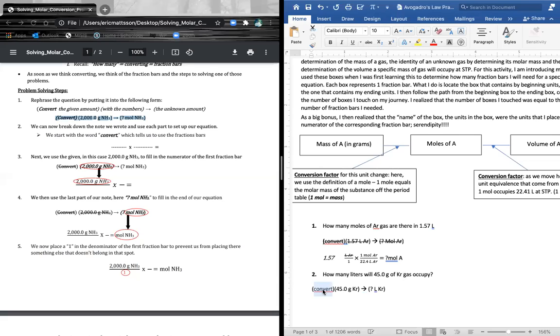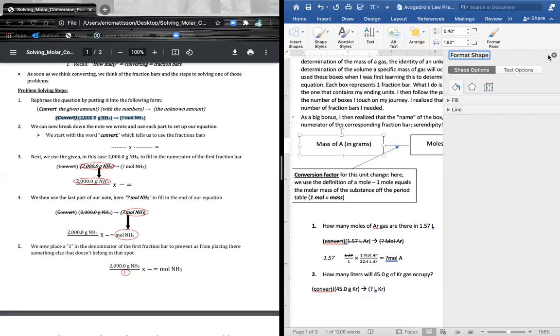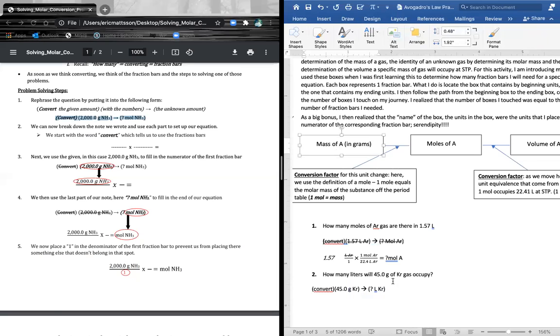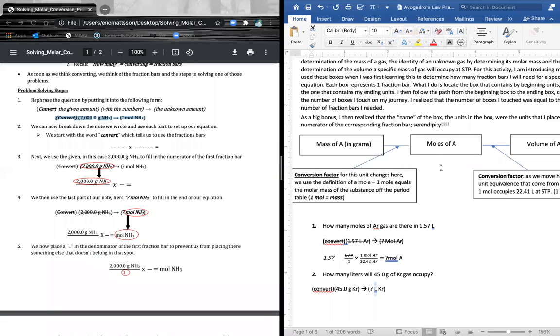So again, now I'm looking at convert. The convert now tells me in my mind, oh, how many fraction bars? So I find my beginning measurement and I find my ending measurement. In this case, I'm beginning with a mass number. So I'm beginning in this box here. And I want to end, according to my note, in liters. So now I'm over in this box. So I'm going from this box to this box.